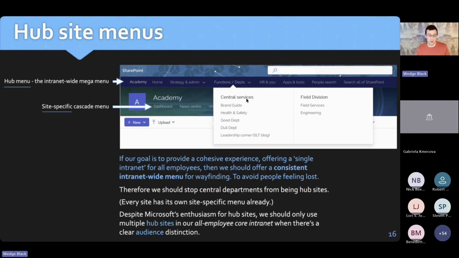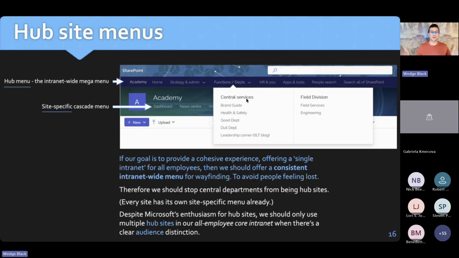Line managers only make up 15% of your audience, so 15% of your organization. That could be a specific audience in need of their own hub site, probably security permissions trimmed as well to keep it secret for them. So my point is, a core intranet is really built from one hub site because of that singular cohesive intranet menu. And please remember that every site in SharePoint has its own site-specific menu anyway.